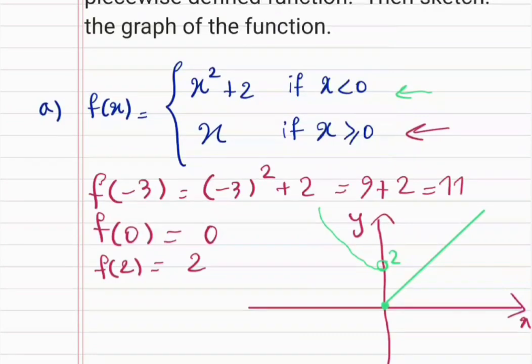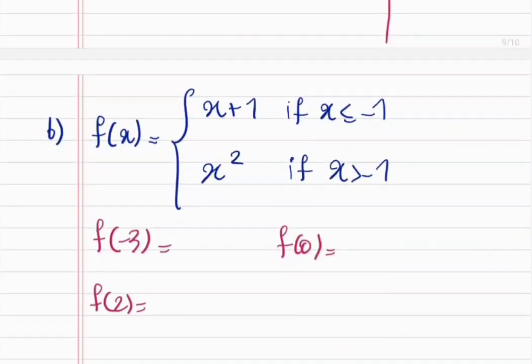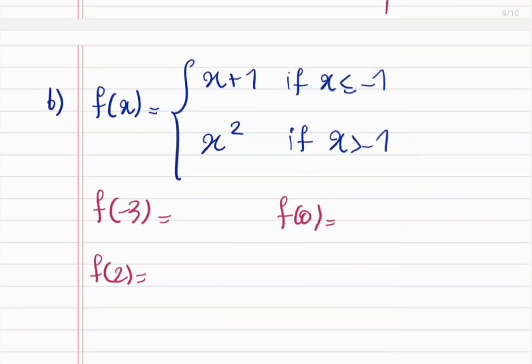Last time we had x squared plus 2 and x. This time it's x plus 1 and then x squared. So again, it's just the same combination of a straight line and a quadratic curve. Okay, so first let's just work out f of minus 3. When x is less than or equal to minus 1, basically that's this condition, so we substitute minus 3 into here. So we are going to have minus 3 plus 1, which is minus 2.